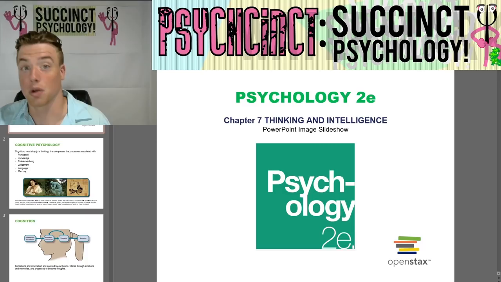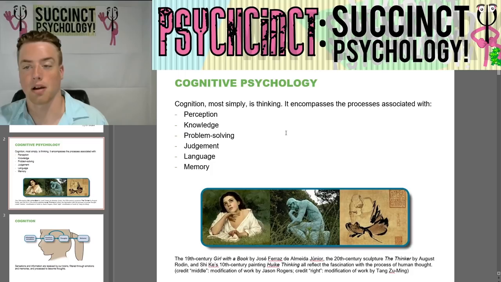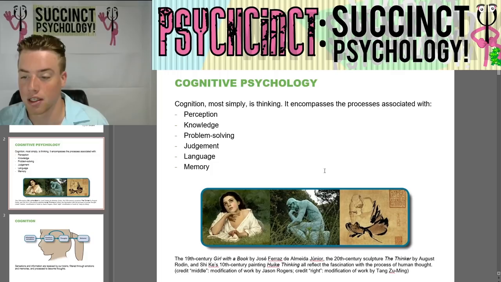So starting off, we have cognitive psychology. Cognition, most simply, is thinking, and it encompasses the processes associated with perception, knowledge, problem solving, judgment, language, and memory. Down here we have a figure of a 19th century girl with a book by Jose Ferraz de Almeida Jr., just some pictures of art, some others thinking, using their knowledge. Nice little figure there.